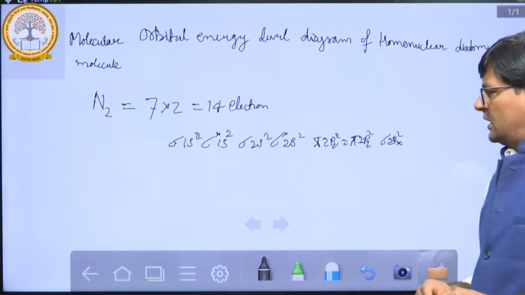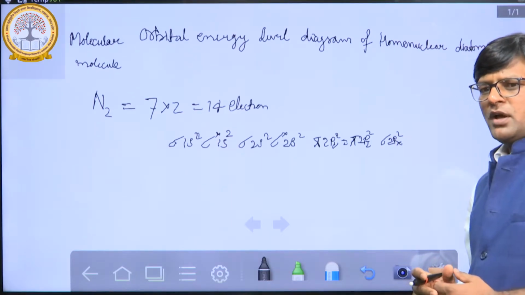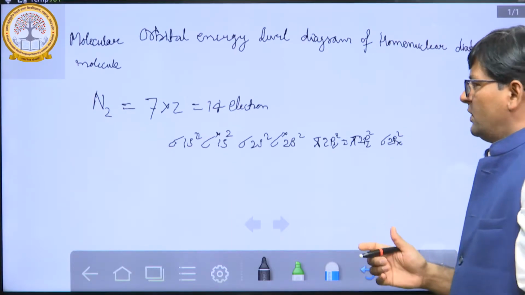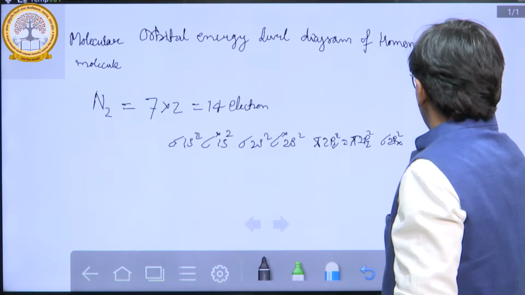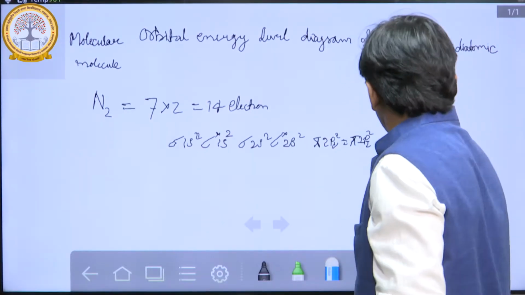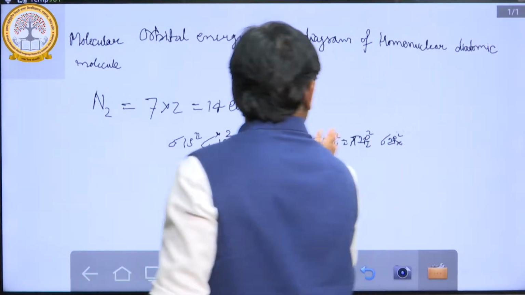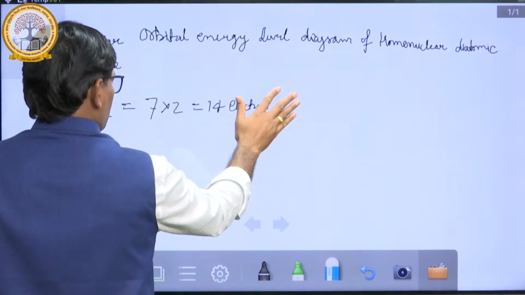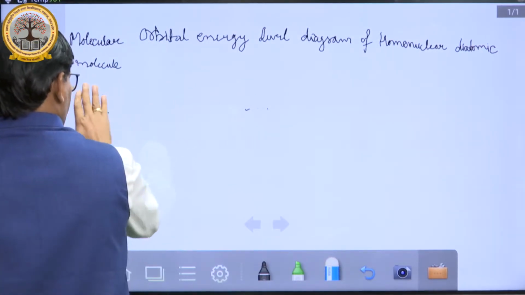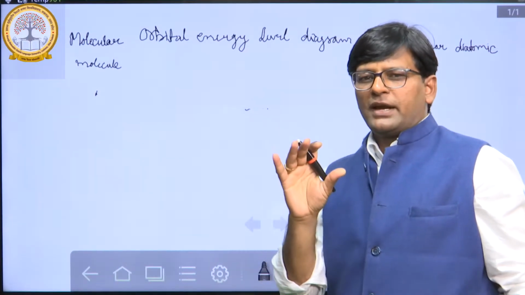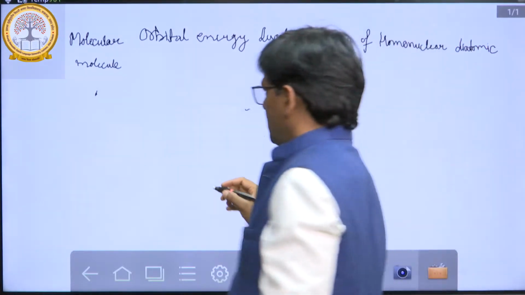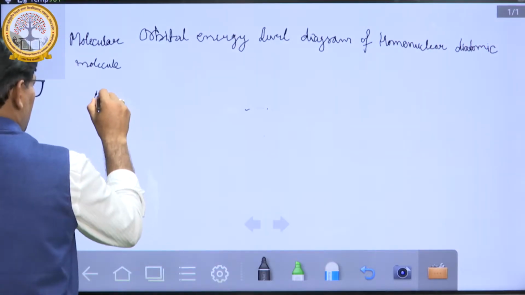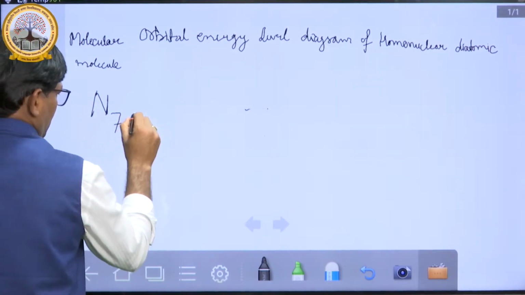How can you draw the molecular orbital energy level diagram? First you write the electronic configuration of the nitrogen atom, how you can write the atomic configuration of the nitrogen atom. Nitrogen has 7 electrons, right?